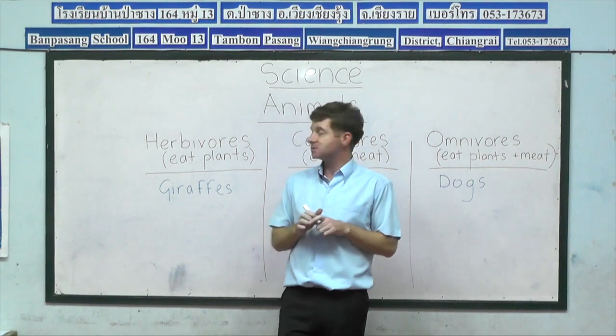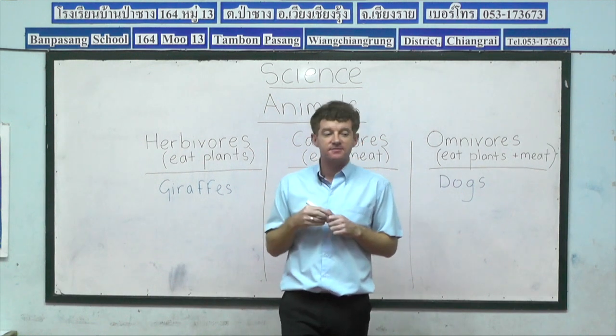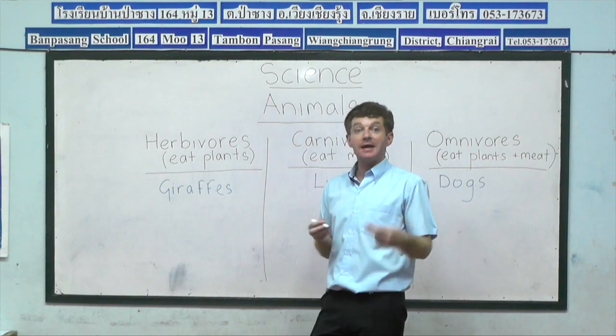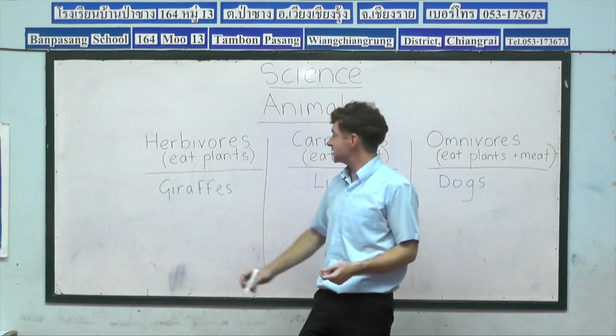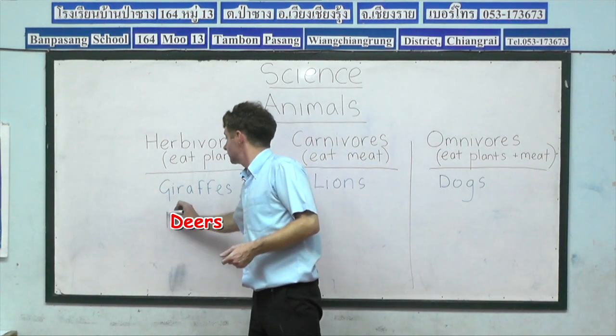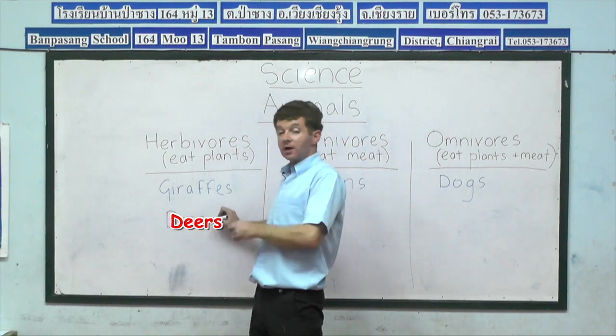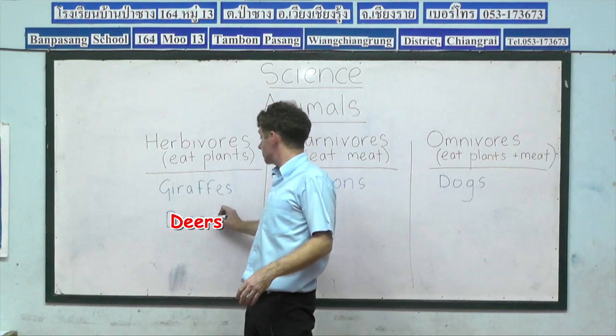Now let's see if we can get three animals in each category that we can remember from the previous lesson. So any more herbivores, guys? A deer. Yes. Very well remembered. A deer that lives in the forest will eat grass. How do we spell deer? And because we're talking about the entire species, we will say deers.